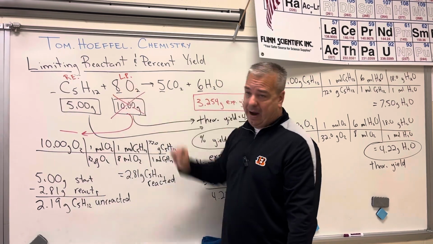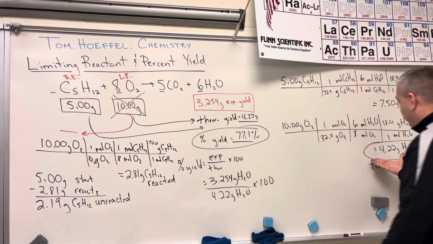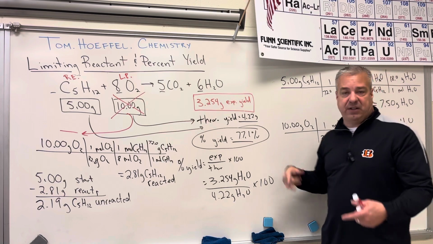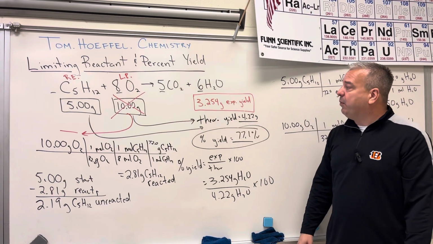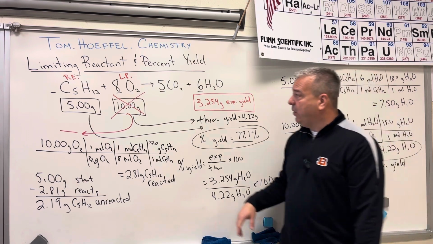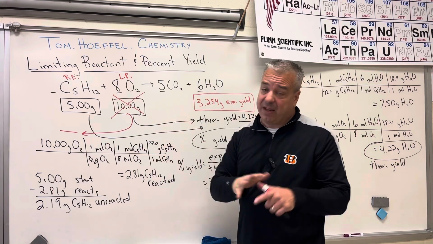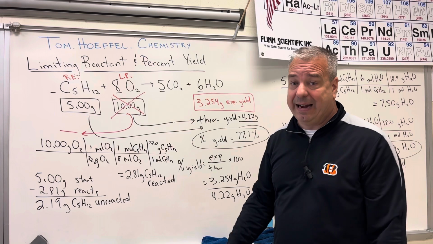There's no oxygen left over, okay, and we should produce 4.22 grams of water, okay, which gives us a yield of 77.1% if we only make 3.254 grams of water, okay? So some people might say, well, what about the carbon dioxide, okay? It wasn't part of the prompt, okay? You don't have to do anything with the carbon dioxide.